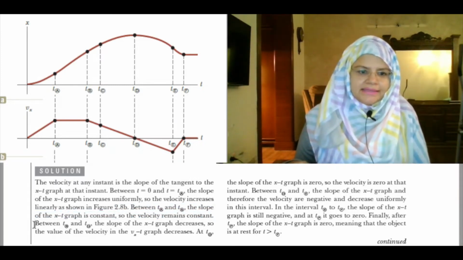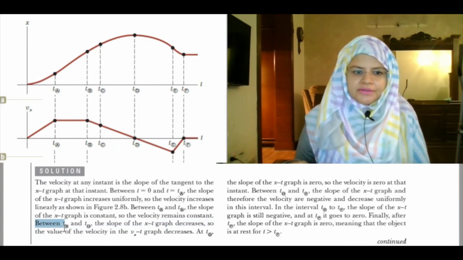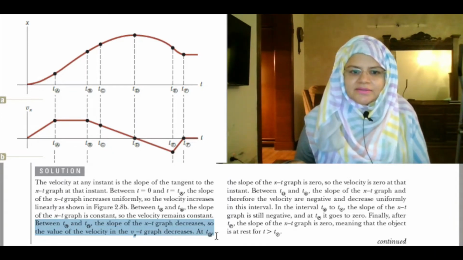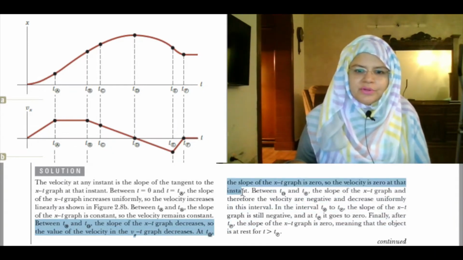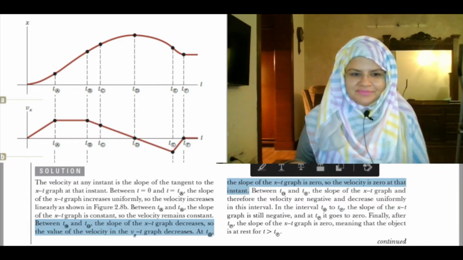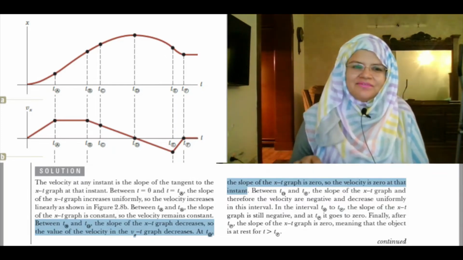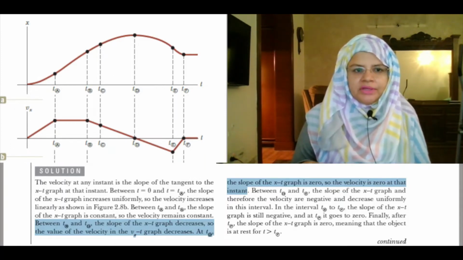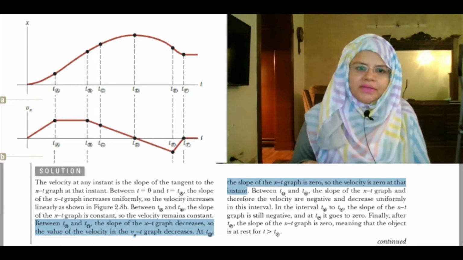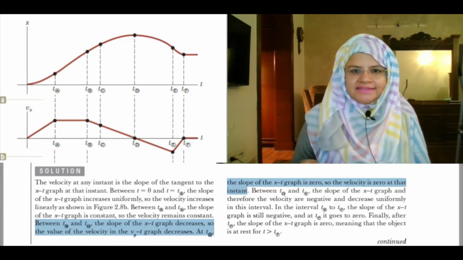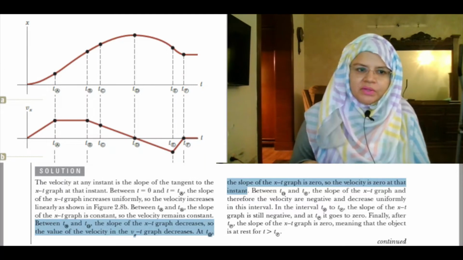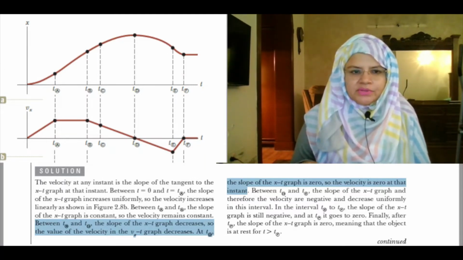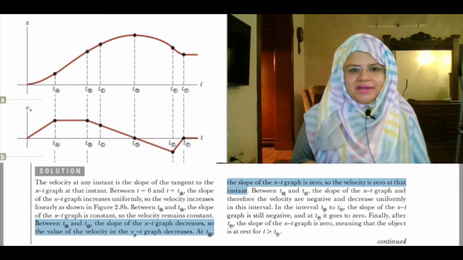Between tb and td, the slope of the xt graph decreases, so the value of the velocity in the vxt graph decreases. At td, the slope of the xt graph is 0, so the velocity is 0 at that instant. If we look at figure 2.8a, the position time graph, we observe that between the points tb and td, the slope decreases and the slope is 0 at the point td. If we look at the velocity time graph, figure 2.8b, we see that from tb to td, the velocity decreases and is 0 at the point td.